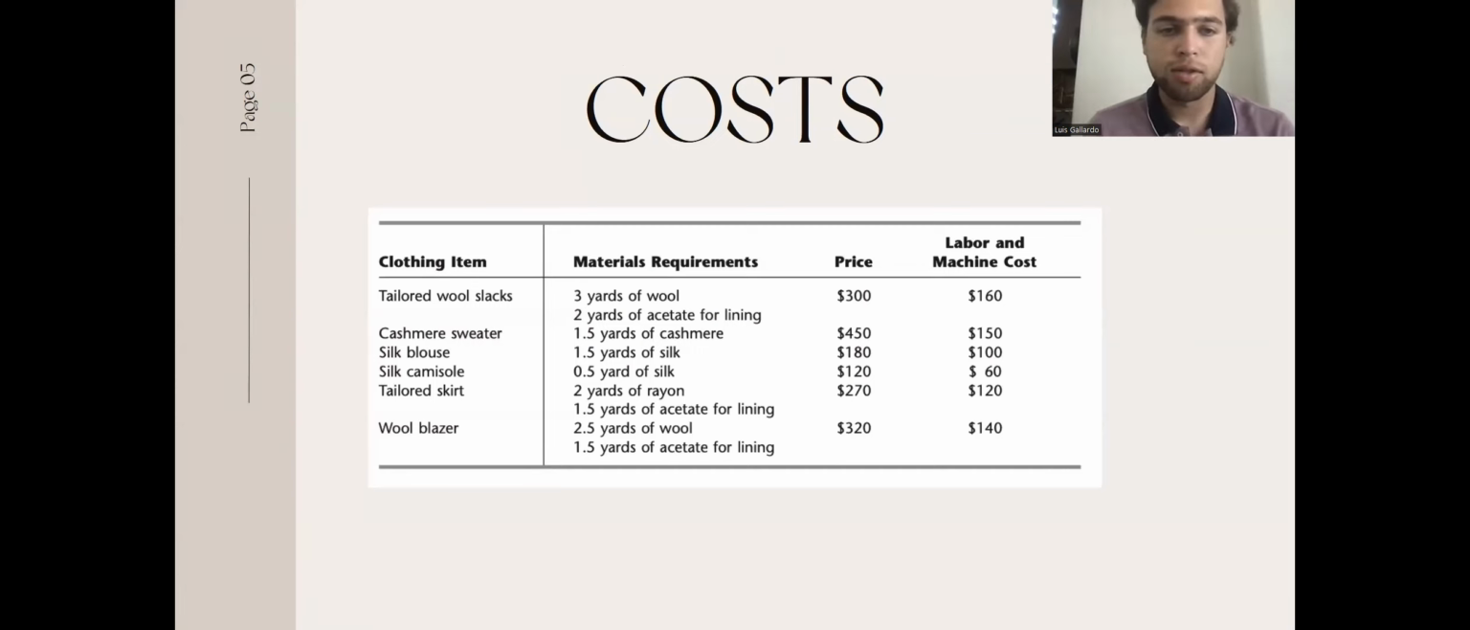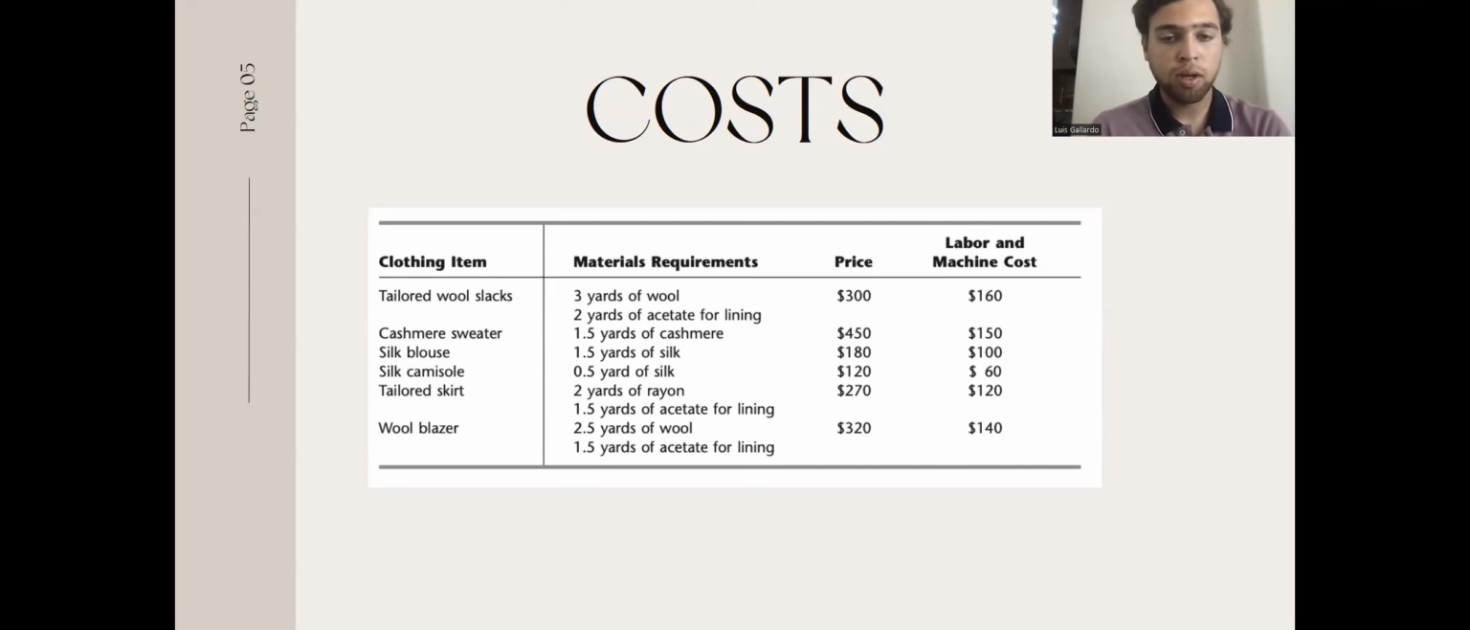An explanation of the cost. The first clothing item is tailored wool slacks. The material requirement is 3 yards of wool and 2 yards of acetate for lining, with a price of $300 and a labor and machine cost of $160. Next is the cashmere sweater, 1.5 yards of cashmere with a price of $450 and a labor and machine cost of $150. The silk blouse needs 1.5 yards of silk, $180 for the price, and the labor and machine cost is $100. Next, the silk camisole is 0.5 yards of silk with a price of $120 and $60 for the labor and machine cost.